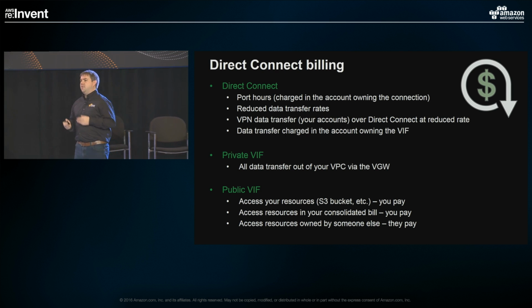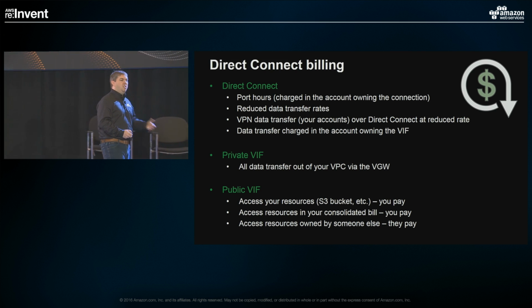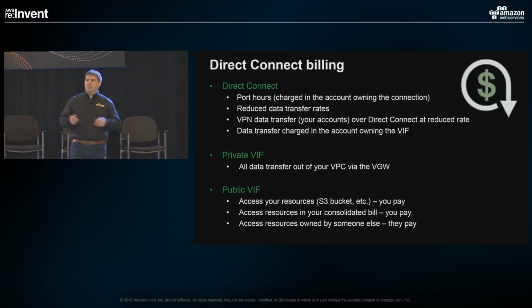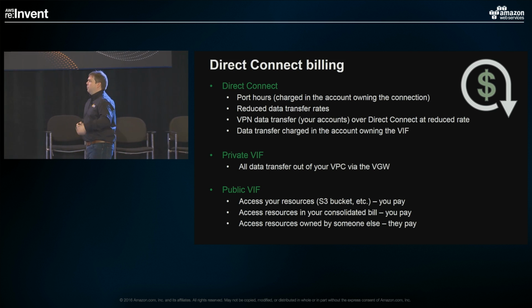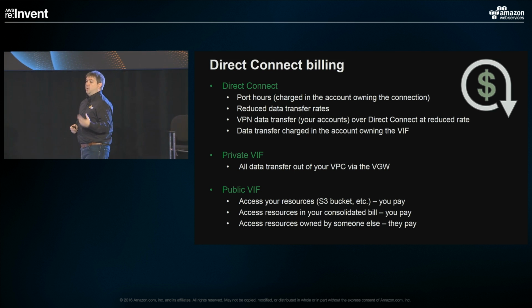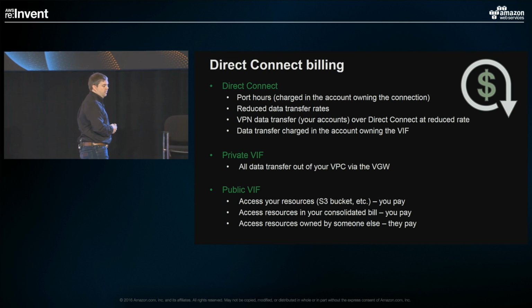Because a public virtual interface is giving you access to all of the things on public IP addresses, all of the services that we have, other services that other customers are publishing on AWS. You can access all of those over public virtual interfaces. So how is that built? Well, first of all, let's keep it really simple. If you're accessing a resource that you own, let's say an S3 bucket, then it's quite simple. You pay for that data transfer, and it's charged for at the Direct Connect rates.